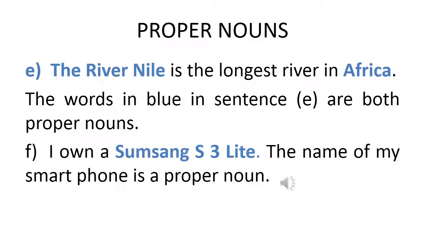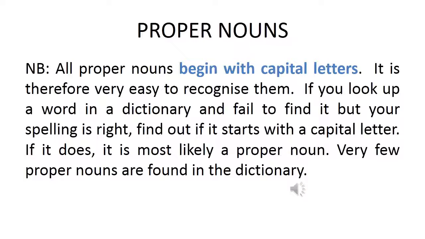The River Nile is the longest river in Africa. The words in blue in sentence E are both proper nouns. I own a Samsung S3 Lite. The name of my smartphone is a proper noun.